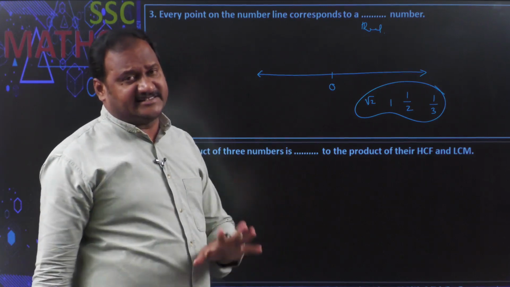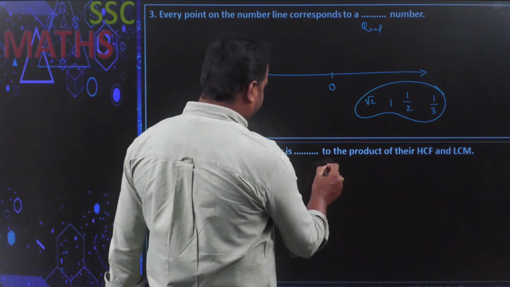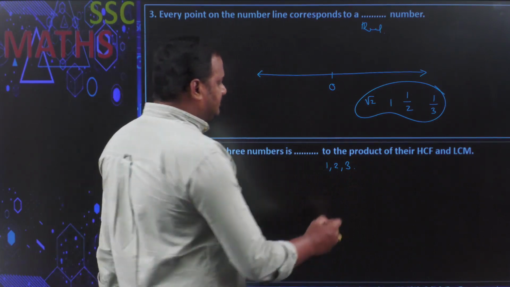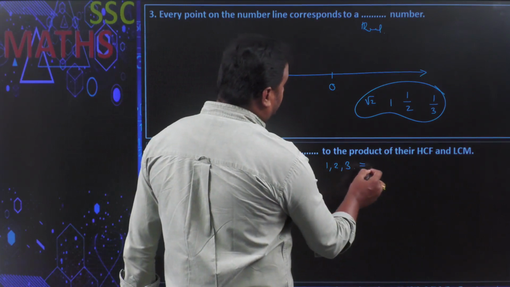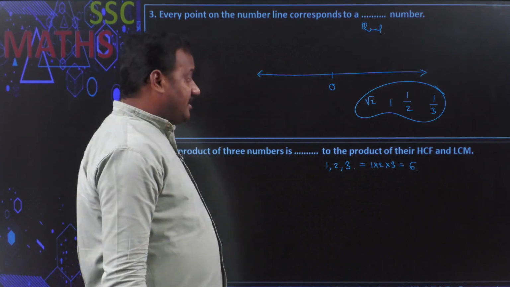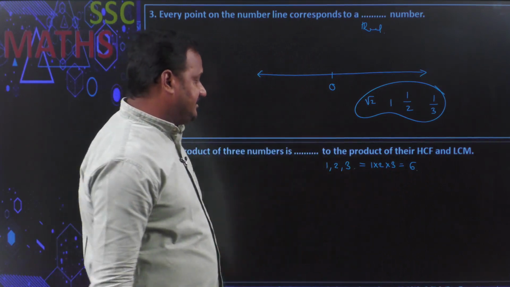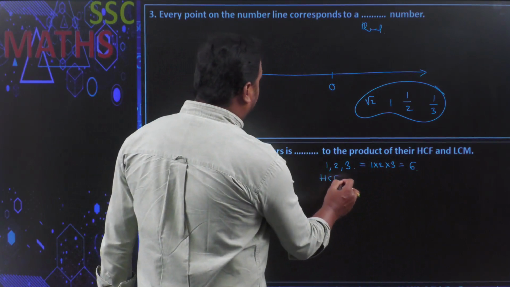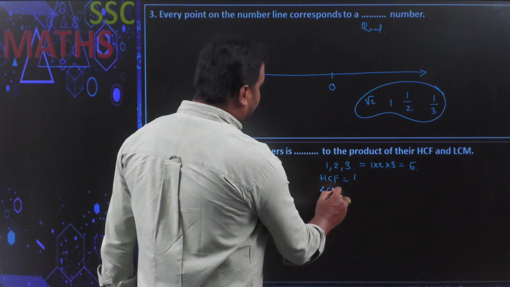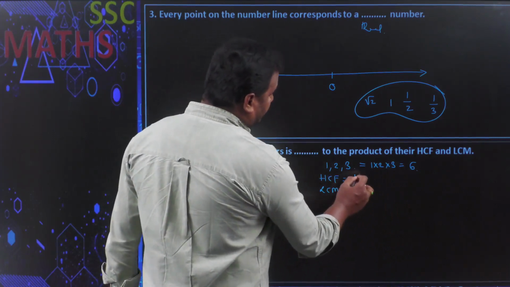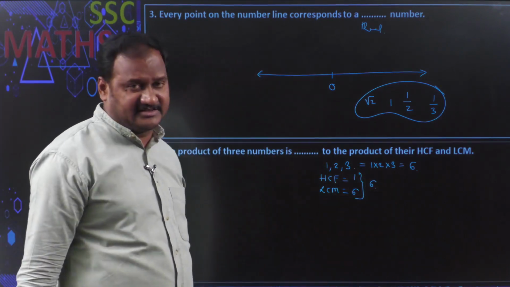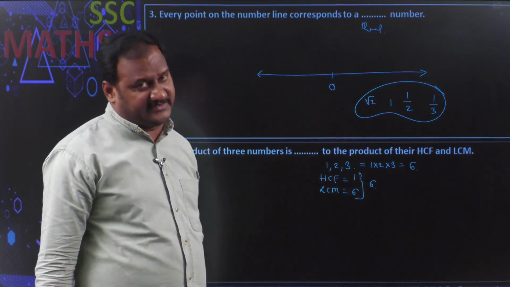Next, the product of three numbers is dash to the product of their HCF and LCM. Let us consider three numbers, for example 1, 2, 3. What is the product of these numbers? 1 into 2 into 3 is equal to 6. And what is the product of their HCF and LCM? HCF is equal to 1, since 1, 2, 3 are consecutive numbers. And LCM of these three numbers is going to be 6. Product of HCF and LCM, 1 into 6, is equal to 6. Now in this particular case, HCF into LCM is equal to the product of the three numbers.